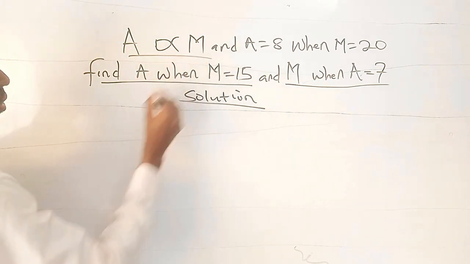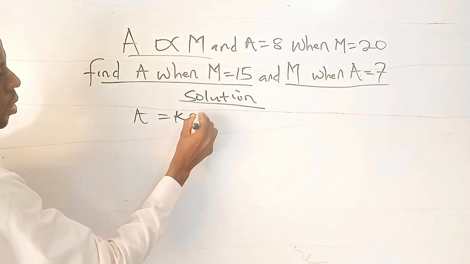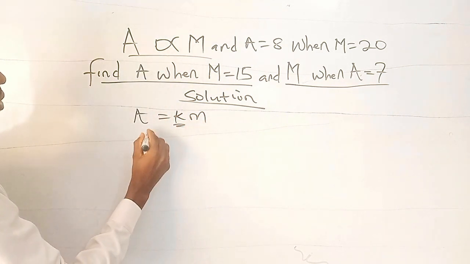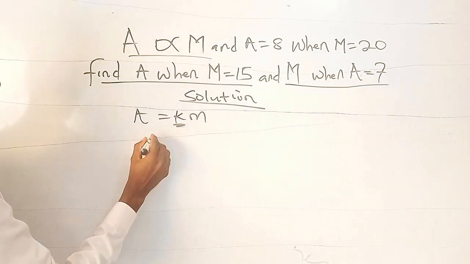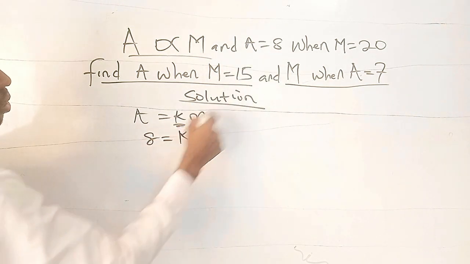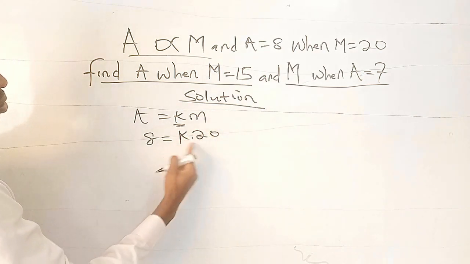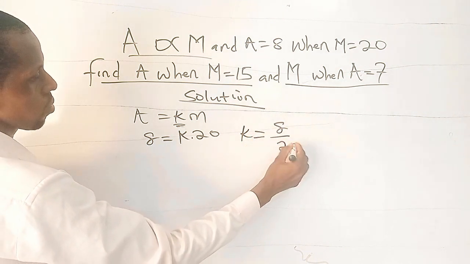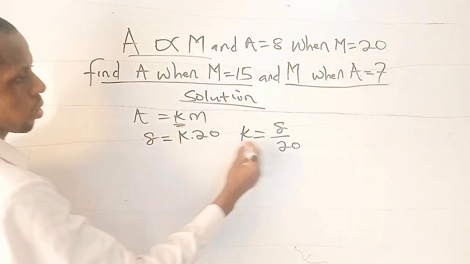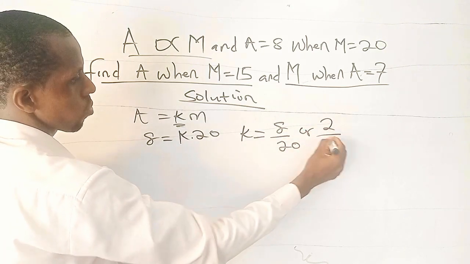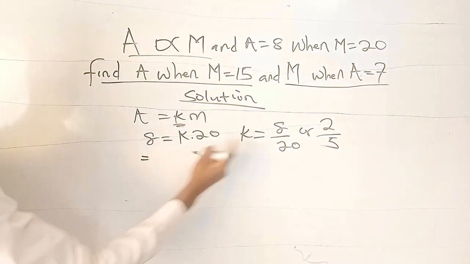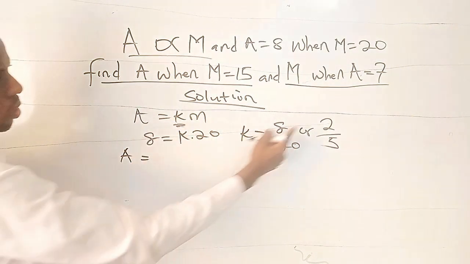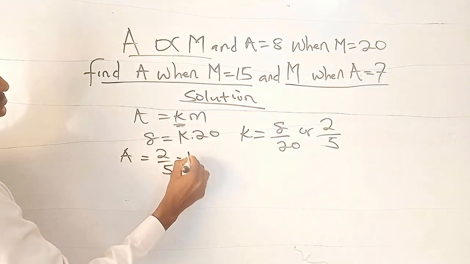So we can write this as a equals k m by introducing a constant to remove this. From here, a stands for 8, k is unknown, and m stands for 20, so k times 20. It's like saying k equals 8 over 20, by the time you divide by the coefficient of k. So you have 2 over 5 for k. Bringing this constant back to the formula, a equals k, which is now 2 over 5, times n.